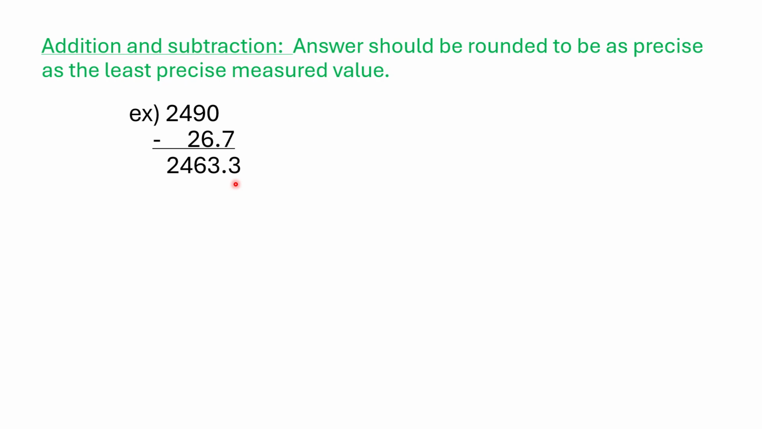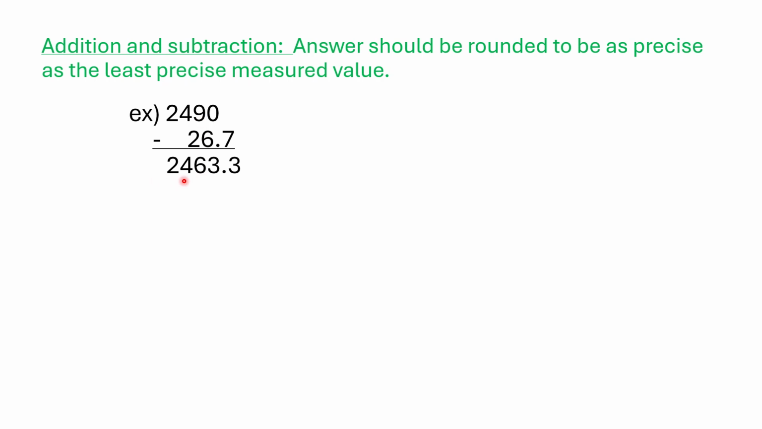And the way we can tell that is look for your last sig fig. So go from left to right across the number, right? 2 is a sig fig, 4 is a sig fig, 9 is a sig fig, but this trailing 0 is not because there's no decimal. So the 9 in the tens place is our last sig fig. Therefore, the precision of this first number is that it goes to the nearest 10. So not super precise. Whereas 26.7 has its last sig fig in the tenths place. So tenths is much more precise than tens.